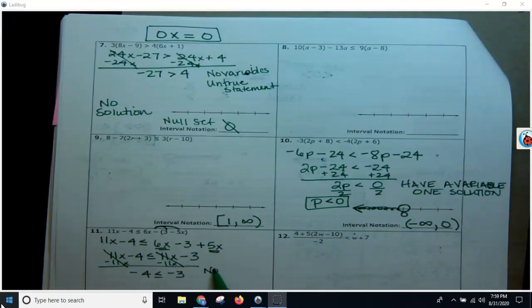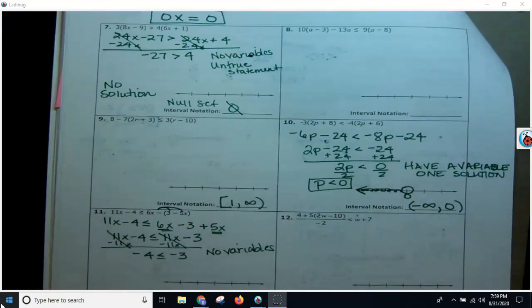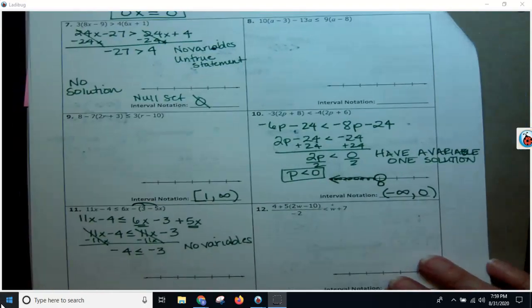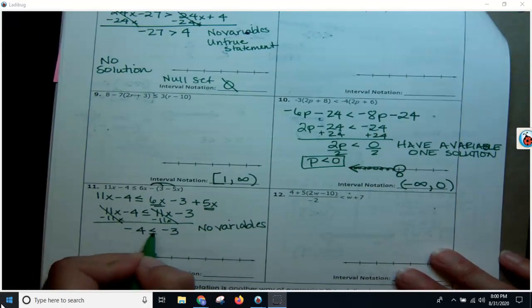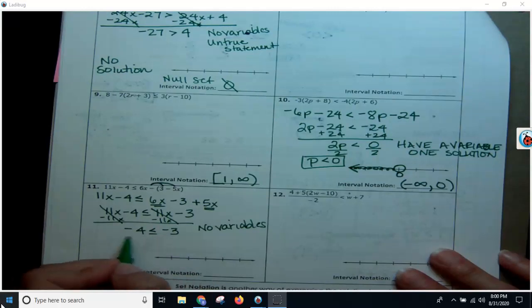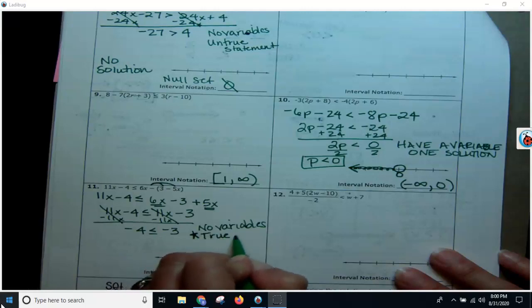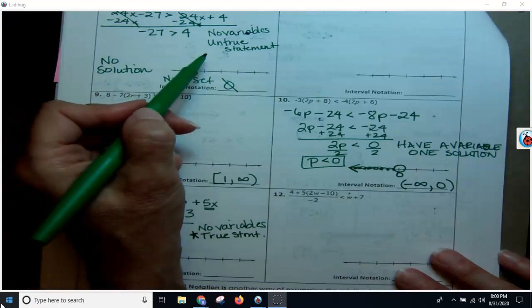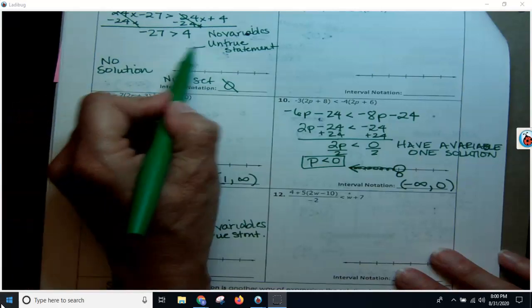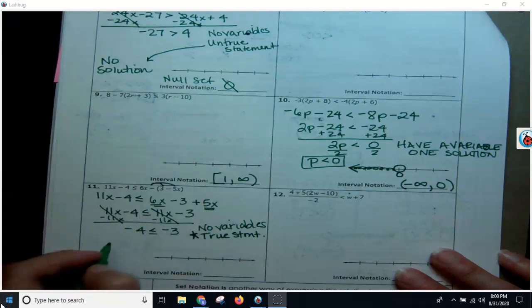Now we've got no variables. So you're going to write no solution, and then it's going to be wrong. Why would that be wrong? The reason is because, is negative 4 less than or equal to negative 3? And the answer is yes. Negative 4 is less than negative 3. So we have a true statement. All right. Up here was an untrue statement, so that gave us no solution. Here we have a true statement, so that's going to give us infinite solutions.